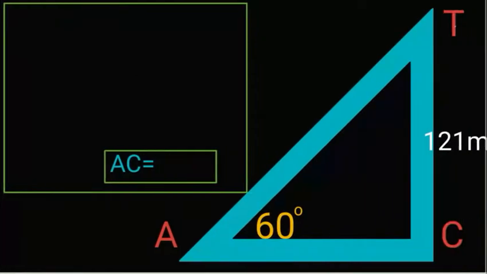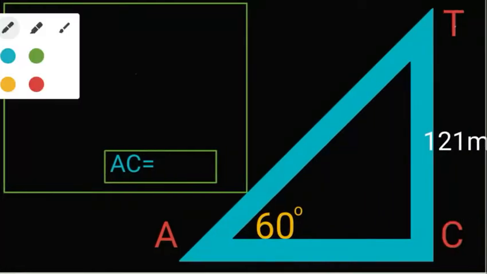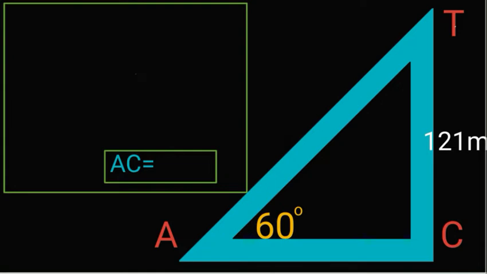First of all, we're going to look at the elevation, and if we look at the information which is available with the right angle triangle, we can apply trigonometry with the tan function. So tan theta is equal to the opposite over the adjacent. The opposite, as you can see there, is TC, so tan of the angle 60 degrees is equal to 121 over the adjacent, which is the one we're looking for, AC.